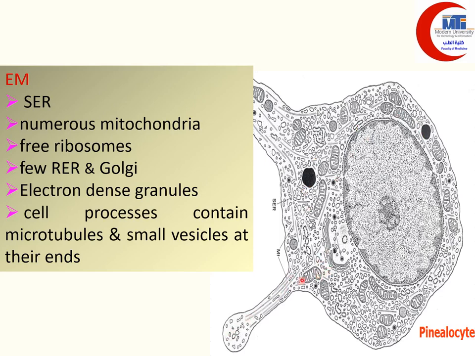and the cell processes. To give the shape of the cell processes, they contain microtubules. Microtubules give the processes their shape. And there are small vesicles at the end of the cytoplasmic processes. These processes make contact with the blood capillaries. So this is the electron microscopic picture of pinealocytes, which are the main cells of the pineal gland.